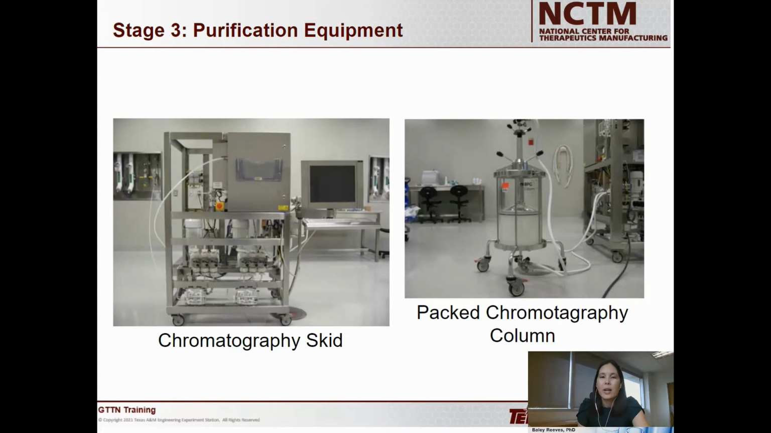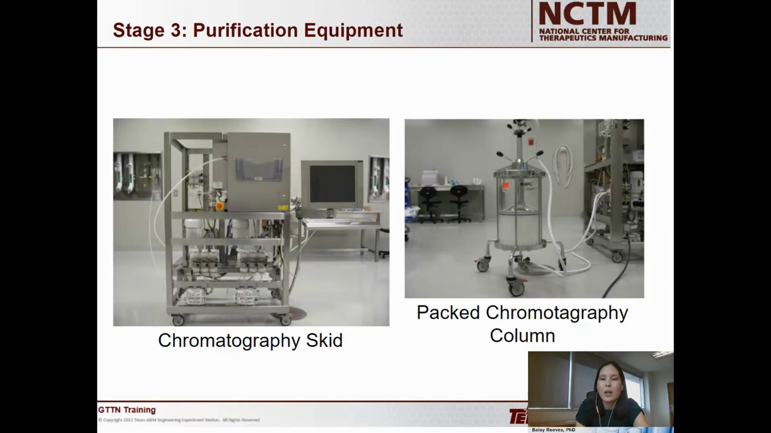Once you get into stage 3, we're in our purification unit operations. We are going to be really trying to separate out our AAV from all of our other impurities. And there are going to be a lot of impurities because we've lysed open cells, and all of their host cell proteins and host cell DNA and all of these other impurities are going to be released into that liquid stream in addition to our AAV.